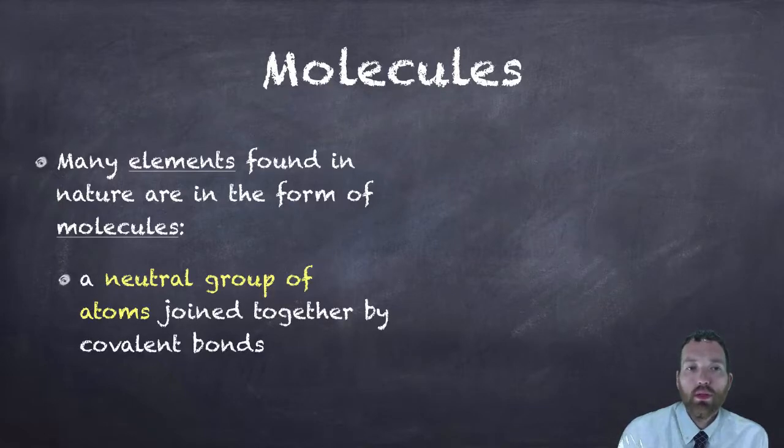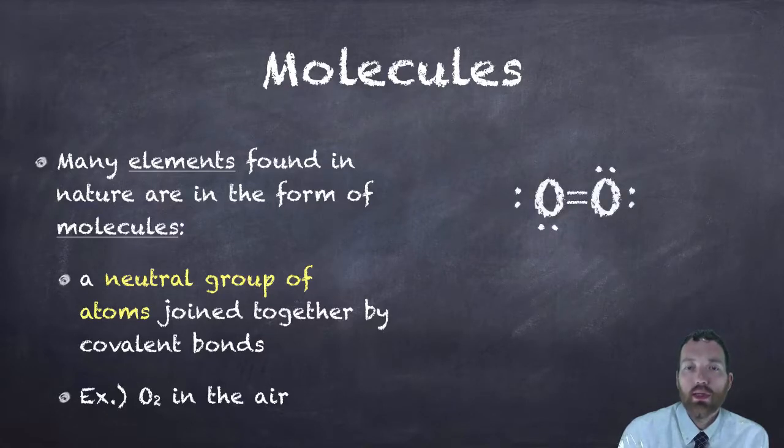So many elements found in nature are found in the form of molecules. A molecule is just a neutral group of atoms that's joined together by a covalent bond. An example of this would be oxygen. The oxygen that's in the air you breathe is not just oxygen atoms, it's actually oxygen molecules, O2. It's an oxygen atom bonded to another oxygen atom. We can see this if we draw it structurally like this, and we'll get into how to do this later in this chapter. You can see there's actually two bonds, so that's 4 electrons being shared between these two oxygen atoms to hold them together as a molecule.